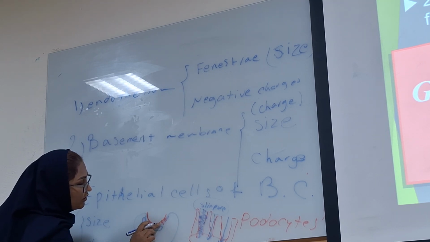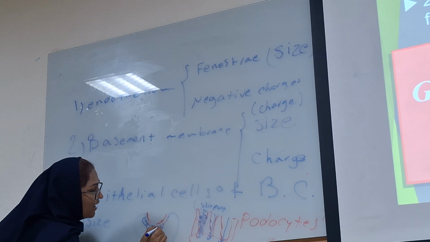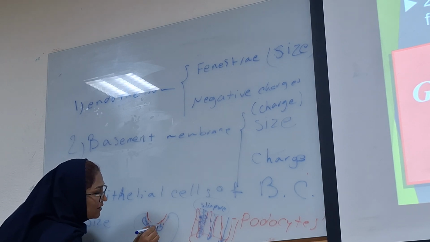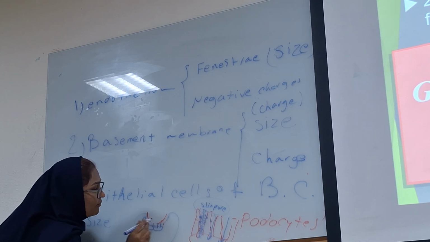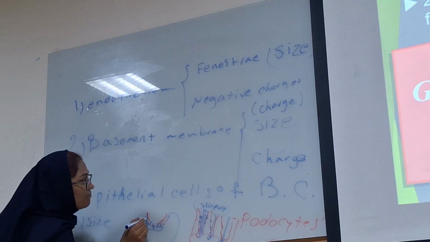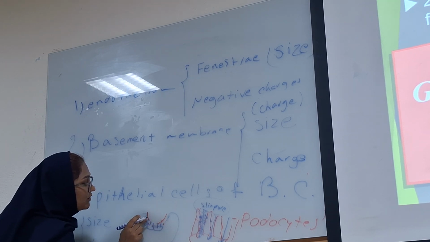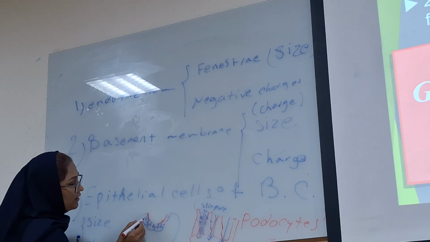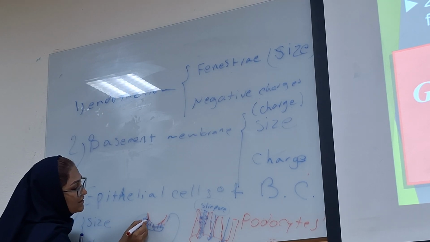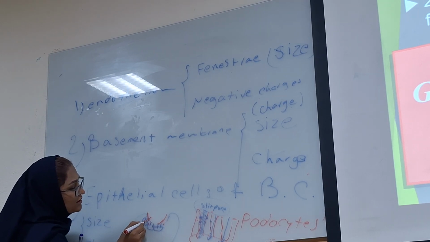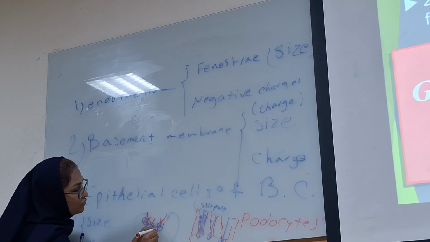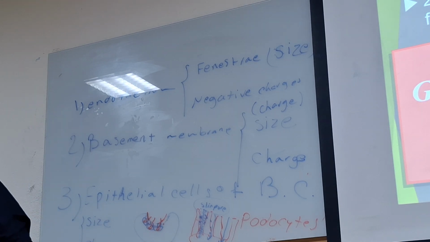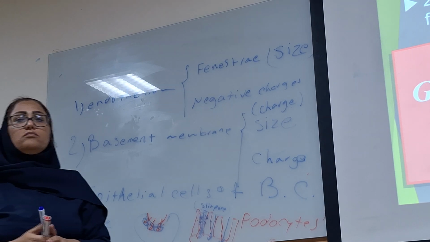The epithelial cells of Bowman's capsule have some podocytes, which support the basement membrane. Got it? The gaps between the podocytes are called slit pores. Substances pass through slit pores. Got it? No question? I have a question.